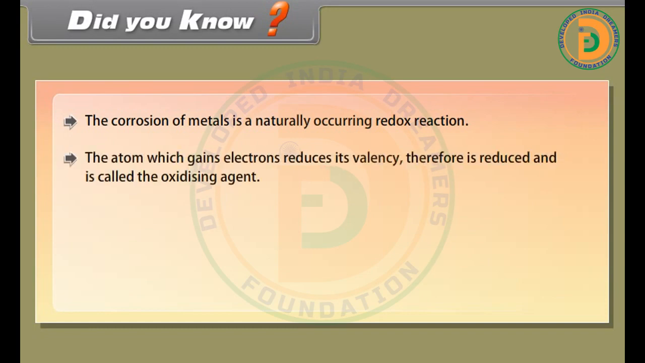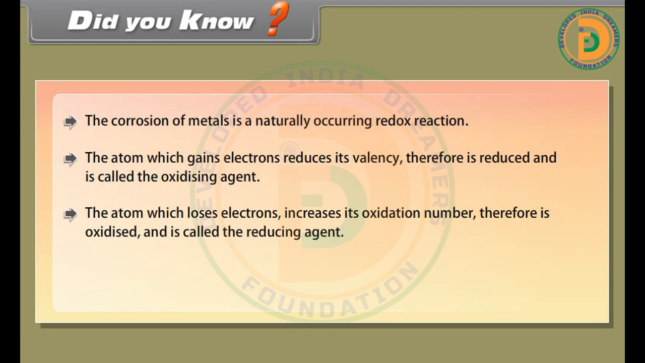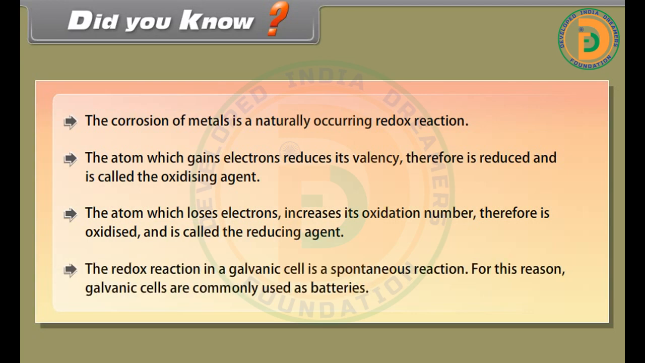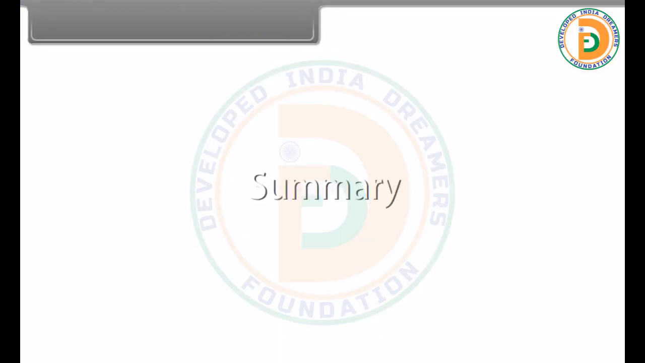The atom which gains electrons reduces its oxidation number, therefore is reduced and is called the oxidizing agent. The atom which loses electrons increases its oxidation number, therefore is oxidized and is called the reducing agent. The redox reaction in a galvanic cell is a spontaneous reaction. For this reason, galvanic cells are commonly used as batteries. Summary.